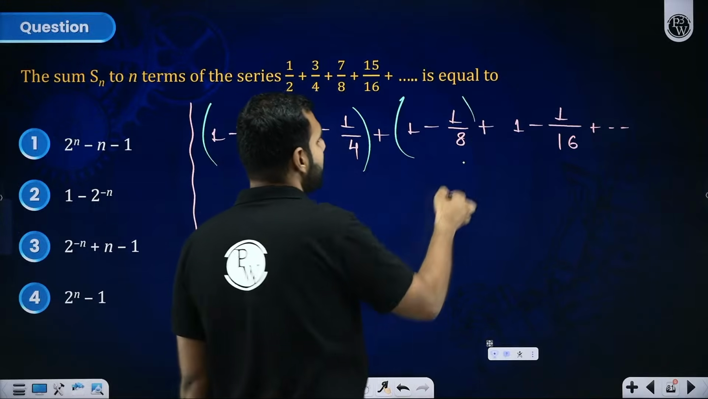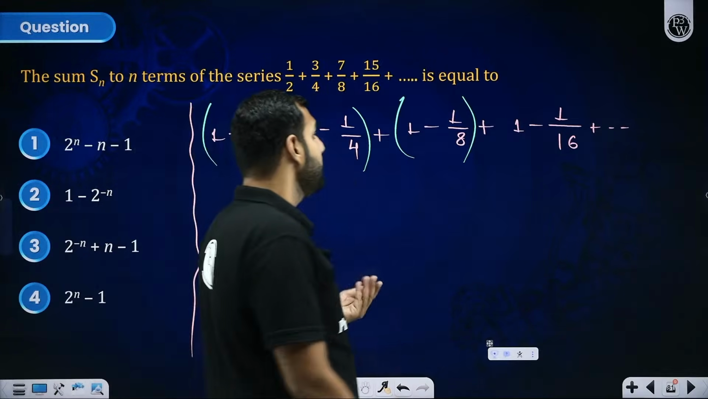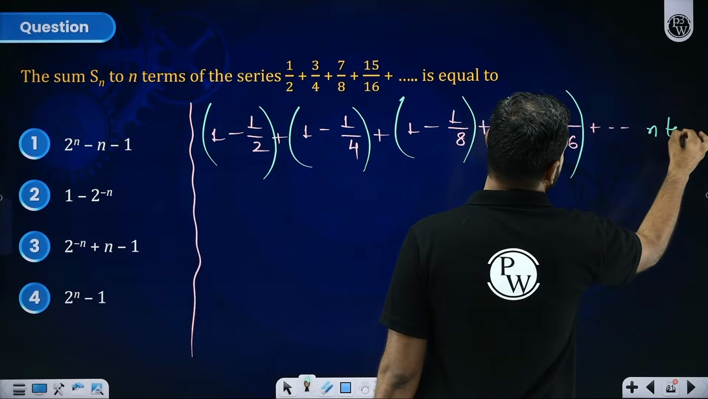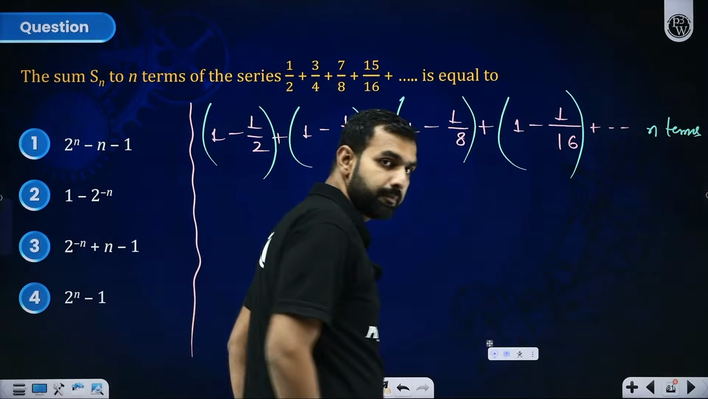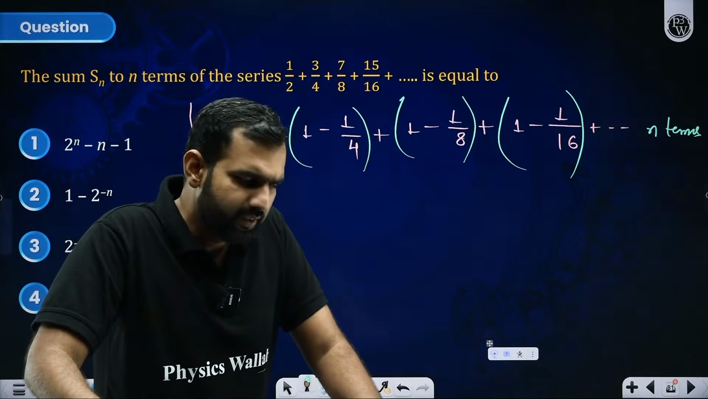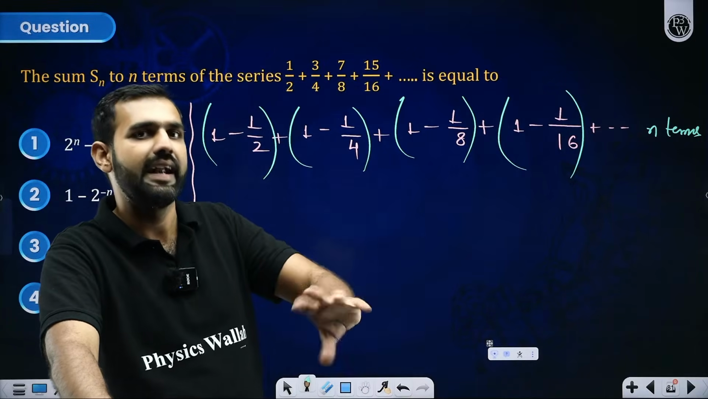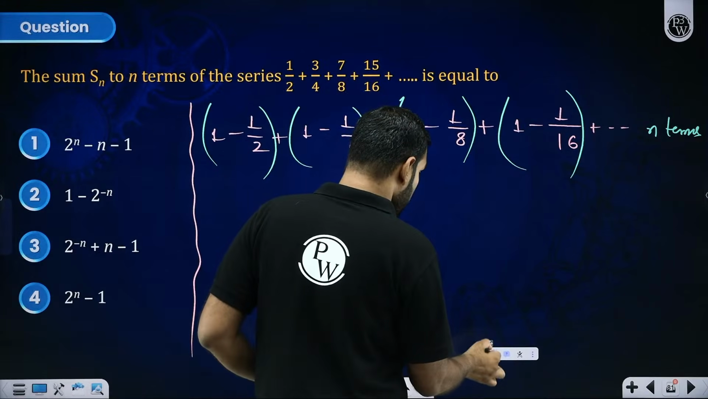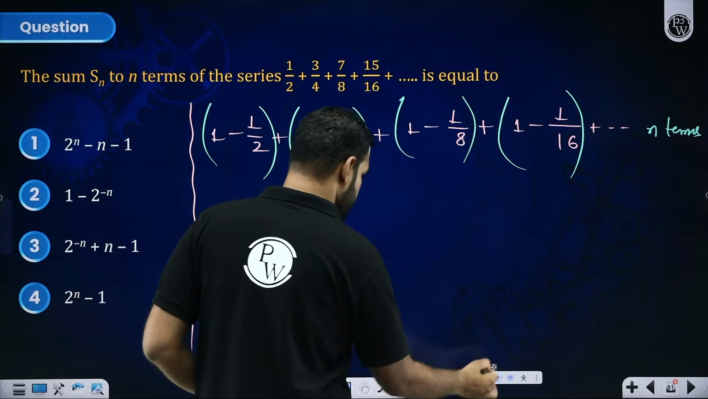7 by 8 I have written as 1 minus 1 by 8. 15 by 16 I have written as 1 minus 1 by 16 and so on until the nth term. Although this is a special sequence which has different methods to be solved with the IIT-JEE approach, which I'm not discussing here. I'm trying to stick myself to the board approach here. So how do we solve this question in the board examination?